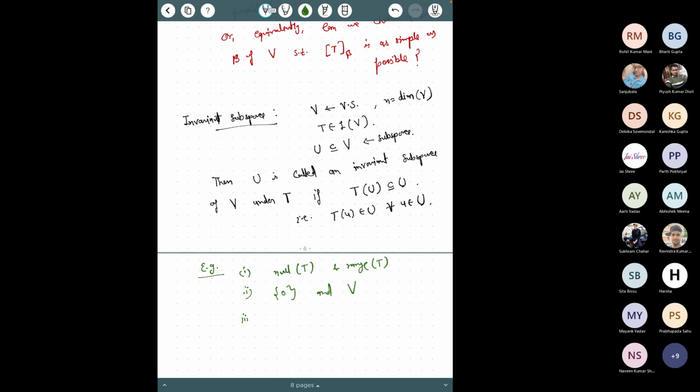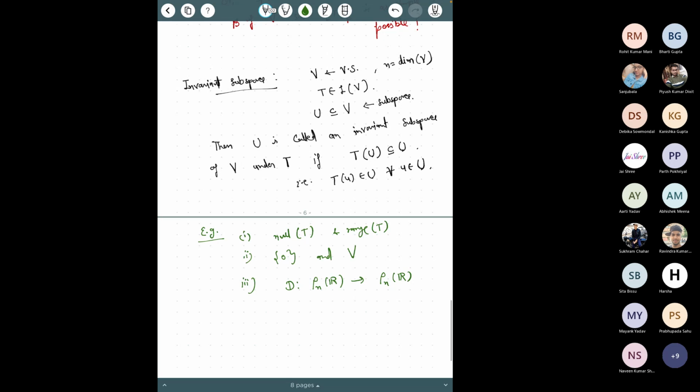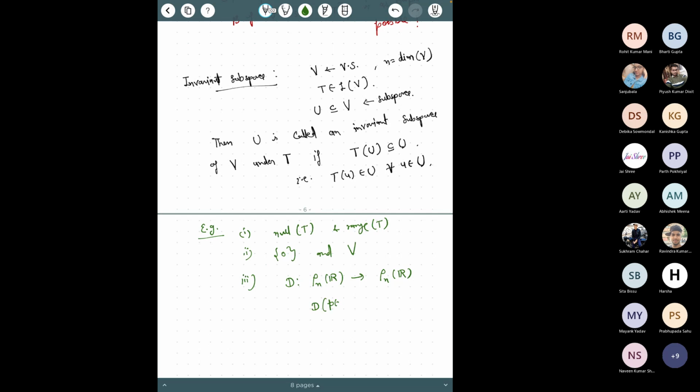Let us take one more example. Let us look at this linear transformation from P_n(R) to P_n(R). This is the set of all polynomial functions of degree less than or equal to n, and D is the differential operator. That means if you take any polynomial here, it goes to its derivative. Okay. Then can you tell me an invariant subspace for this?